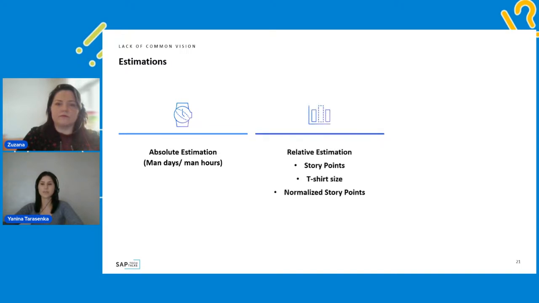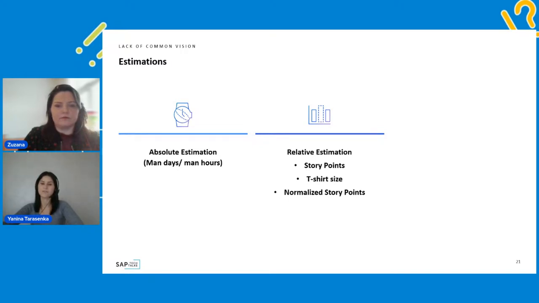The next estimation approach is called relative estimation. It can be done in story points, in t-shirt sizes, or normalized story points mentioned in the SAFe documentation. It means that we will estimate one item by comparing it with the baseline. Also, you probably remember that before starting with the story points, we usually start with finding the baseline.